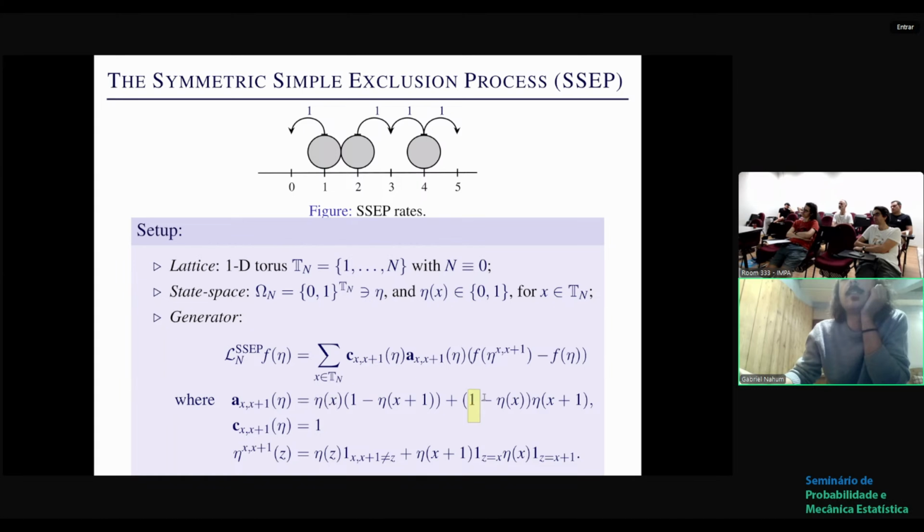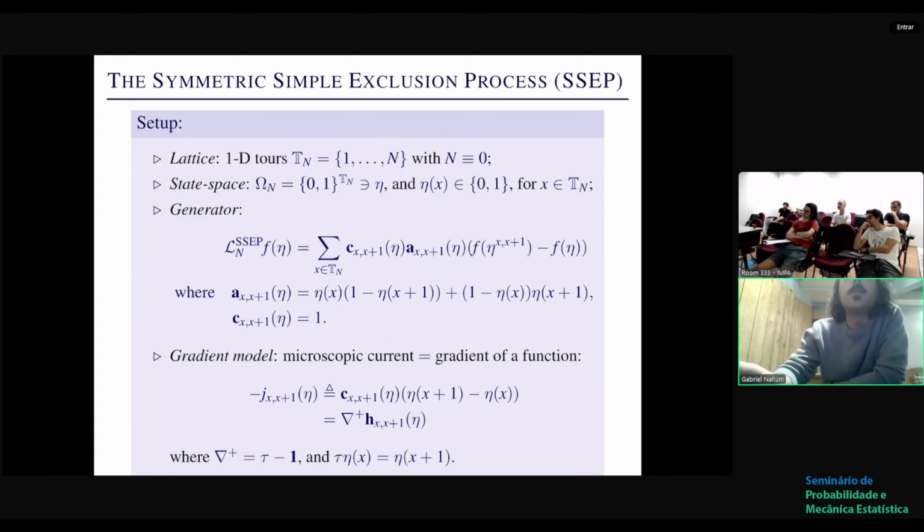If the site x is empty and the site x plus 1 is occupied, a particle can jump from x plus 1 to x. This C here, which in the case of the SEP is 1, is a kinetic constraint. It's any non-negative function that depends on the local configuration. In the case of the SEP, it doesn't matter what the configuration is around the bond where a jump is going to happen, but if it did, this would take a different value. And this notation here is just the exchange of the occupation values of the site x and of the site x plus 1. So we have just this expression here.